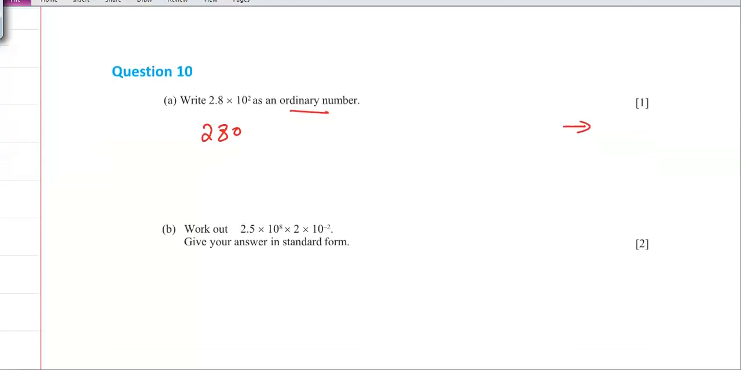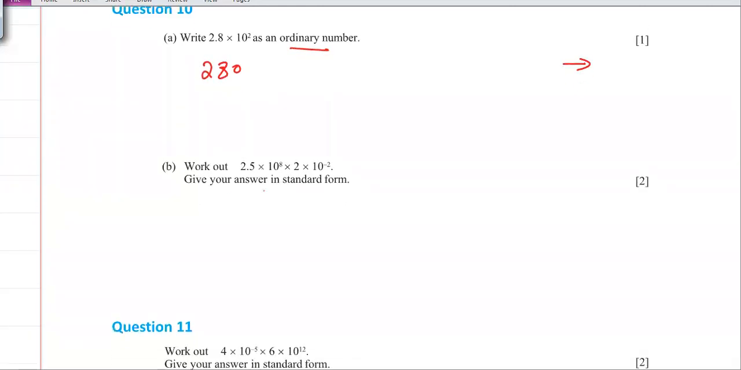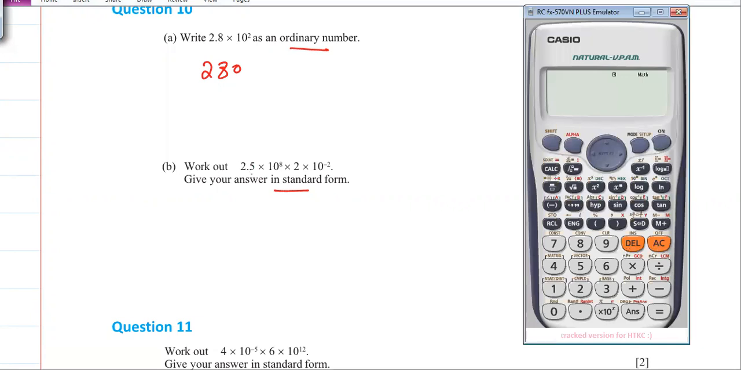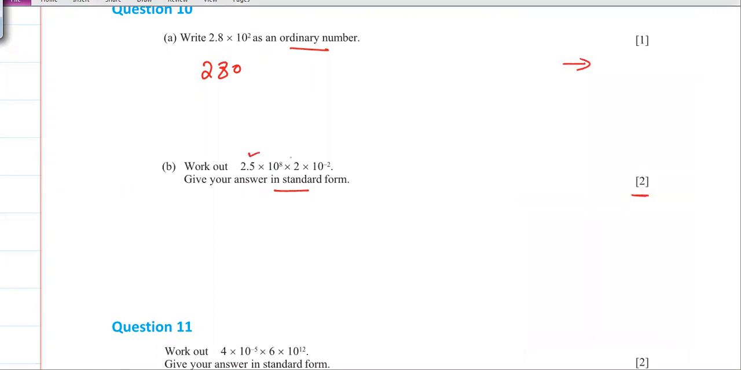That's great. Okay, next is work out and give your answer in the standard form. It's 2 marks. First of all, you can write this one. I will always suggest the students, it's better to take the calculator for such situations. This is 2.5 into 10 to the power 8, and they are all multiplying. So what you should do, multiply this with this. 2.5 into 2 will give you 5 into 10 to the power 8 into 10 to the power minus 2.